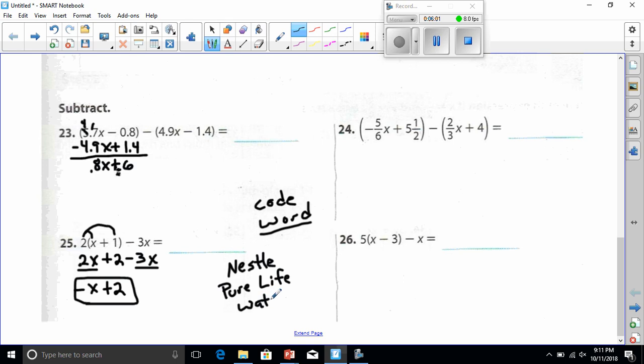That's right, I'm drinking a Nestle's Pure Life water from a Nestle's Pure Life water bottle right now. And let's go ahead and delete this off now so no one else will be able to see the code word.